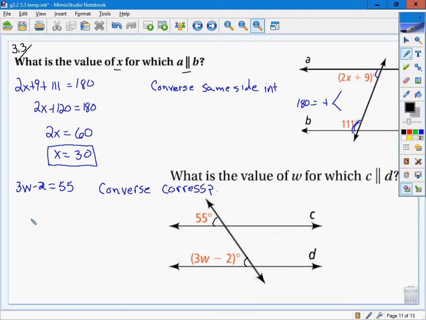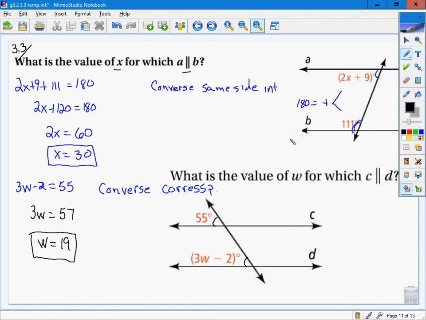What would I do next? I'd add 2, which would give me 3W is equal to 57. And then I would divide. I'd get W is equal to 19. In other words, if W is 19, line C and D are parallel. And if W isn't 19, then they're not parallel.